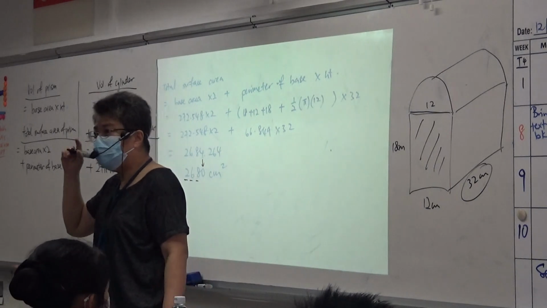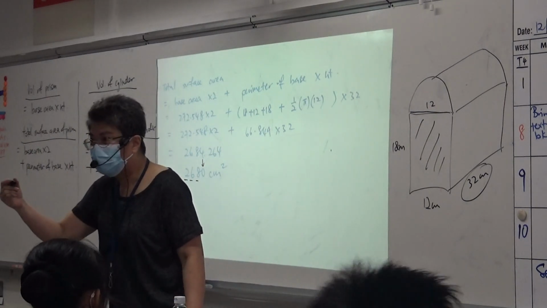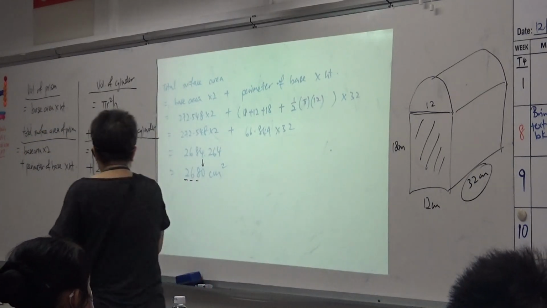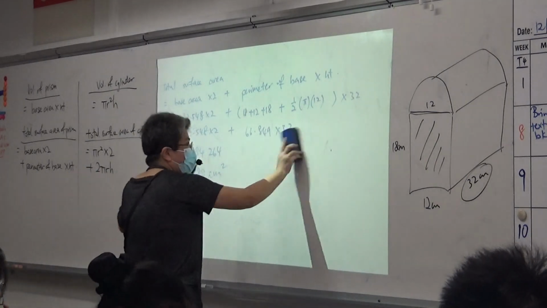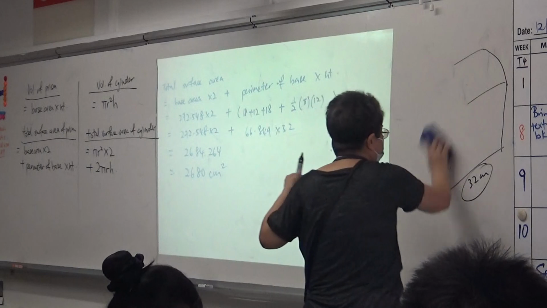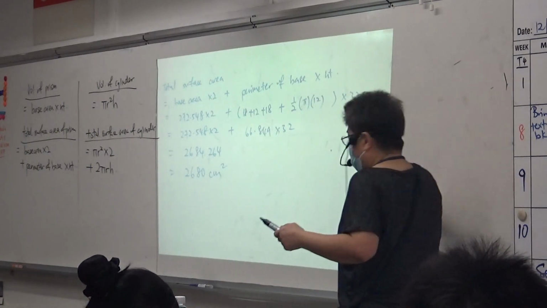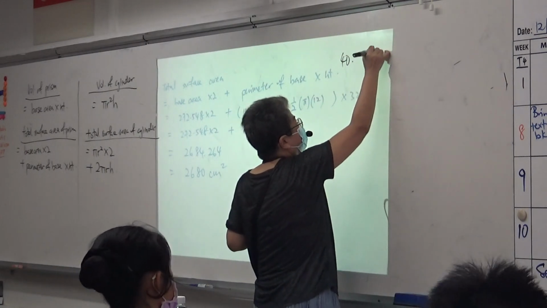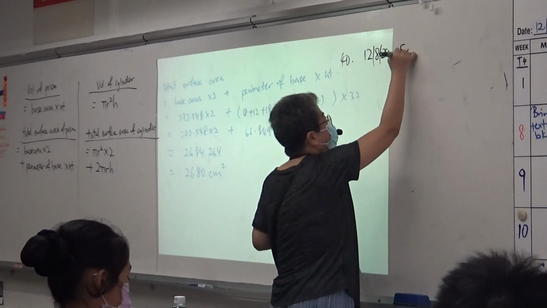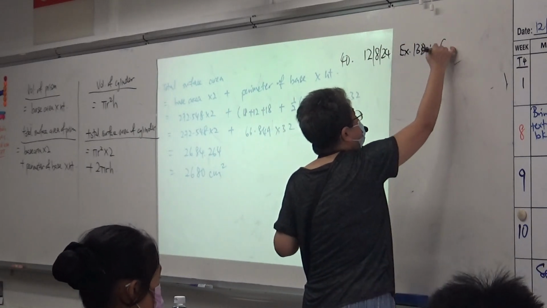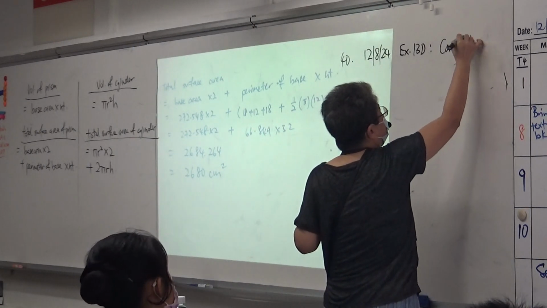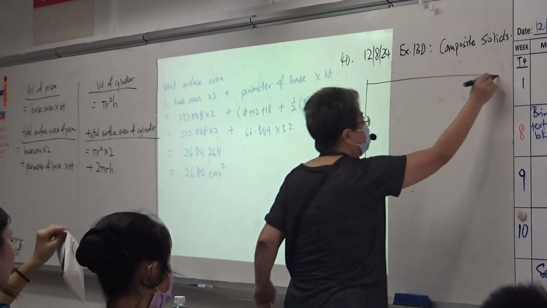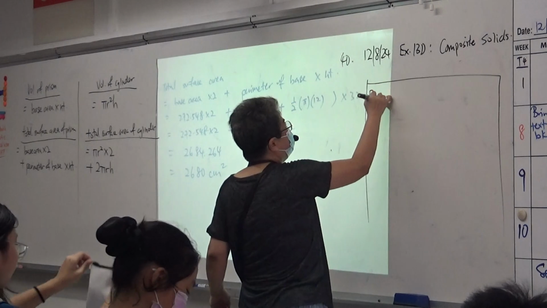Now, I want you to improve on your presentation. Therefore, exercise 13D, right? I'm going to do it together with you, so that you present and just fill in the blanks accordingly. Okay, may I know what's the number on the content page now? 41. Now 40 already? Okay. Can you write 40? Today's date? Can you write composite solids? Write composite solids. You know why? Take out a piece of foolscap paper.